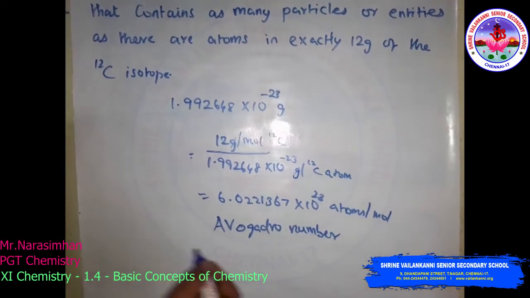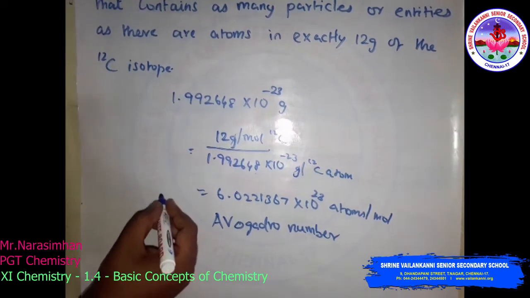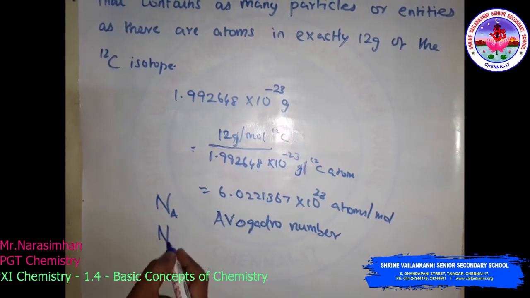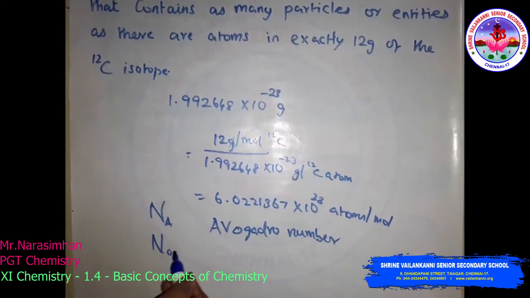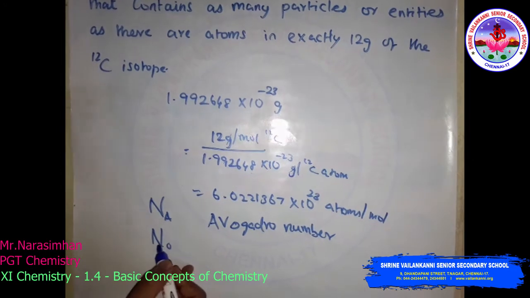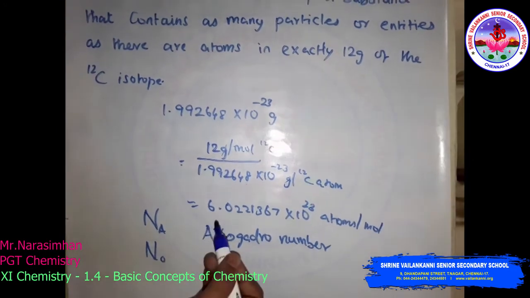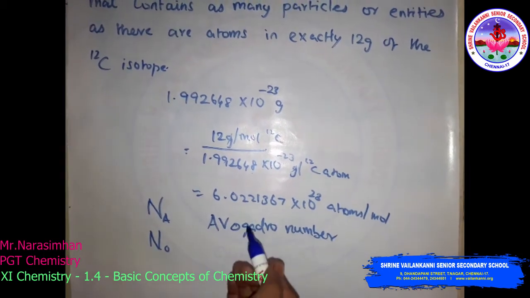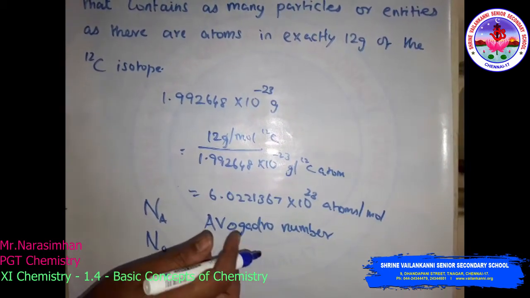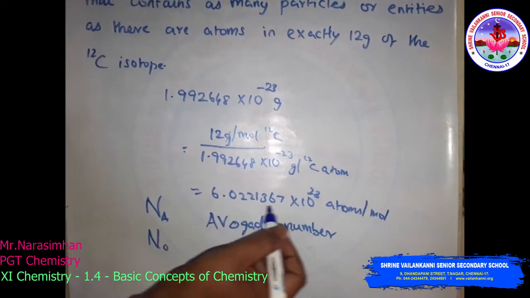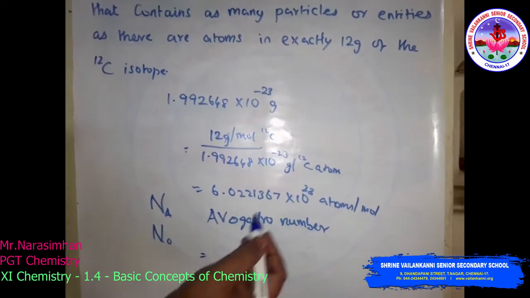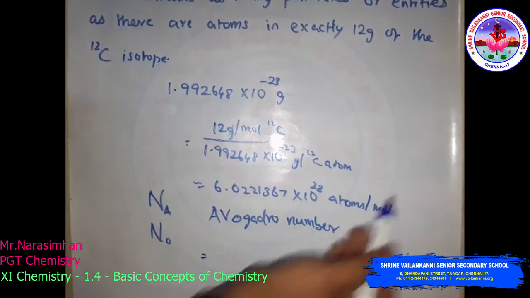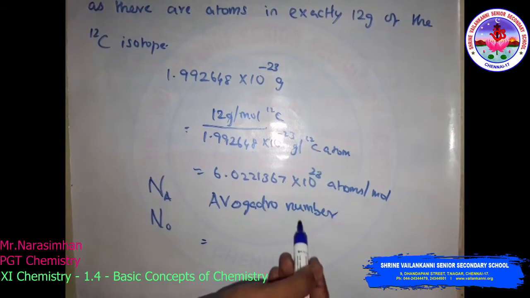Simply we can denote that Avogadro number is NA or N0. Both are called Avogadro number. Sometimes they are using NA and N0. This indicates Avogadro number. That scientist's name is Amedeo Avogadro. If you use it without the 10 power, then after that 16 zeros will come, so we have to write this 10 power.